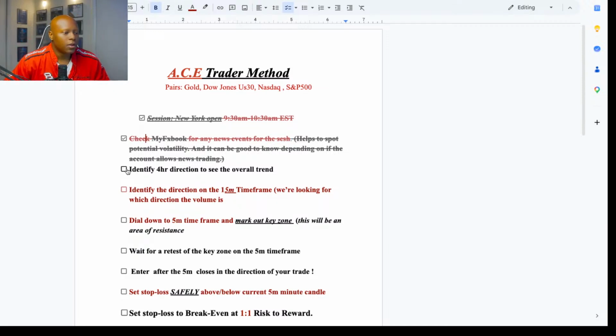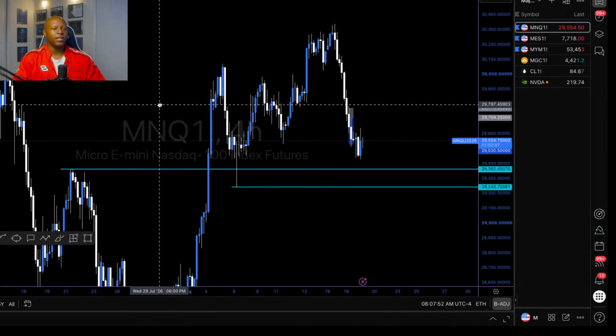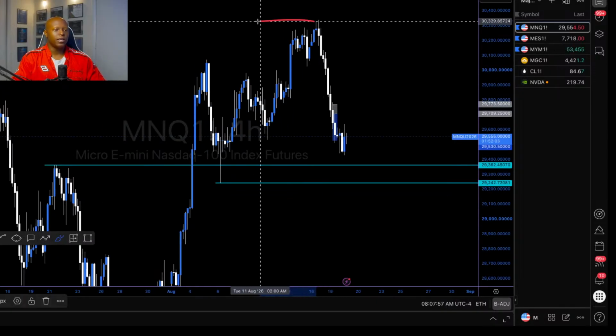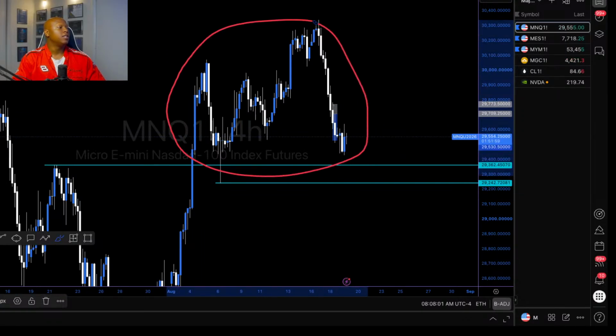So now the next thing we need to do is identify the 4-hour direction to see our overall trend, right? So let's take a look at this 4-hour direction here. We're starting with the NQ. What is this current 4-hour direction, chat? Talk to me. Is this a bullish structure or a bearish structure that we're in? This area that is circled here. What are we looking at?